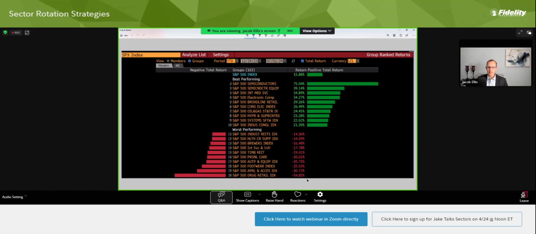Folks, this is how big of a difference it can make to be in the right versus the wrong parts of the market. Yes, the market as a whole was 16% positive so far this year, but I hope you can see that vast difference. This is all inside of the S&P 500.